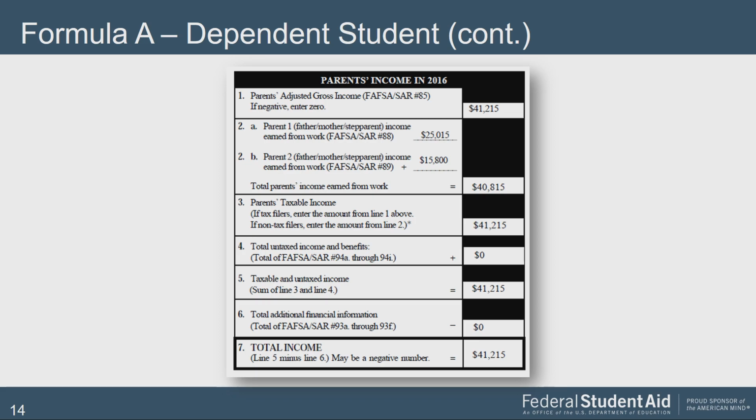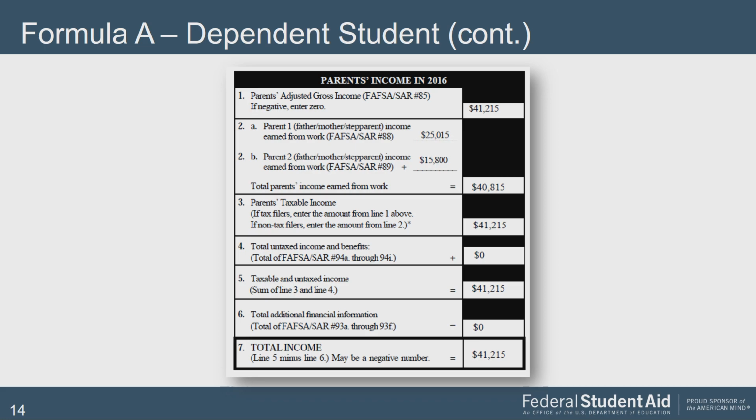So we're going through the dependent student formula. The first step is determining the parent's income. You can see there that we collect the parent's adjusted gross income, and then we also collect the mother's and father's income earned from work, and that's in box 2. And then the parent's taxable income: we use the AGI from box 1 if they're a tax filer, or we use the sum of box 2 if they're a non-tax filer. But we collect both items, because we do use that later in the calculation.